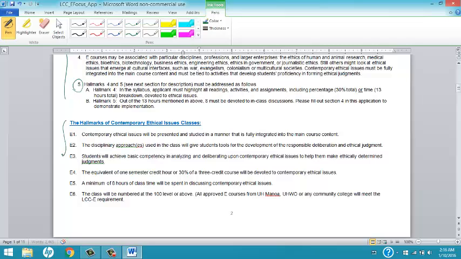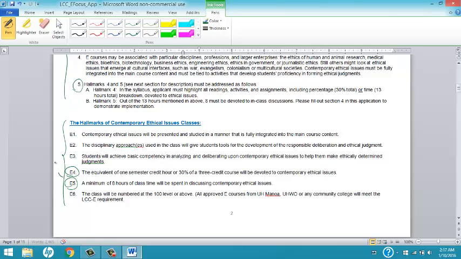At the bottom over here, you'll see that we have the hallmarks of contemporary ethical issues classes. And please read through all of these. Specifically for E4, you have to have the equivalent of 1 semester credit hour or 30% of a 3-credit course devoted to contemporary ethical issues. For E5, a minimum of 8 hours of class time will be spent in discussing contemporary ethical issues.